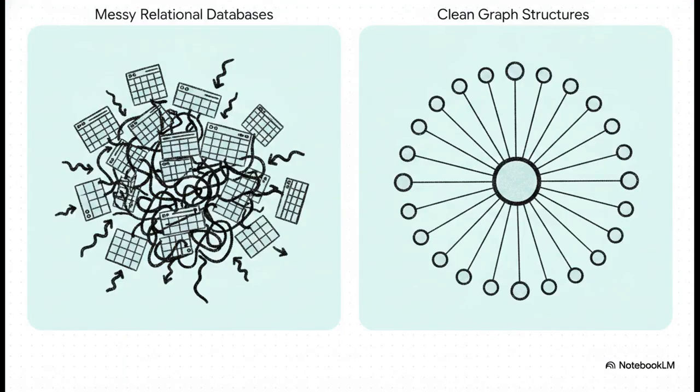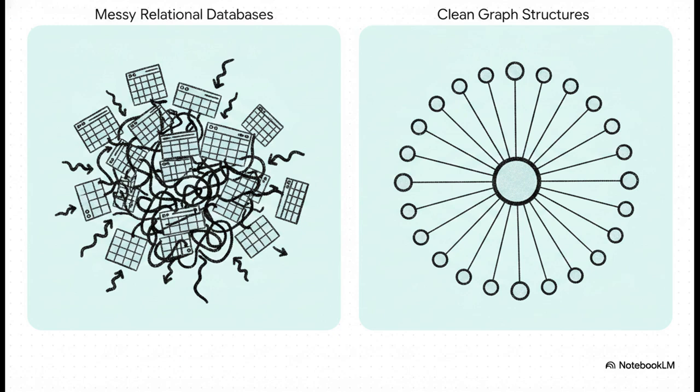If you've ever tried to write a query to find a friend of a friend of a friend in standard SQL, you know exactly how painful that is. You just end up with these massive nested join operations. They're a nightmare to write, even harder to read, and when you try to scale them, the performance literally degrades exponentially. But BigQuery Graph completely changes the game here.